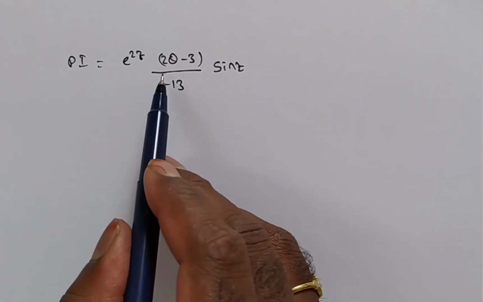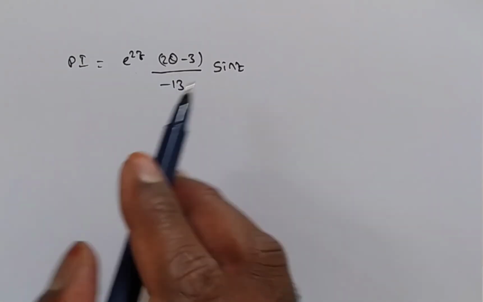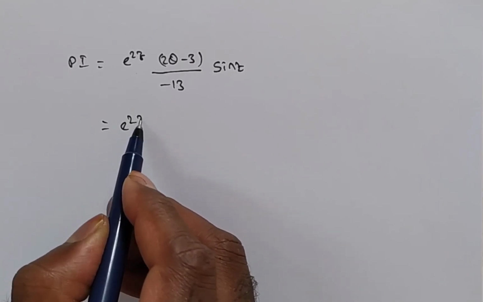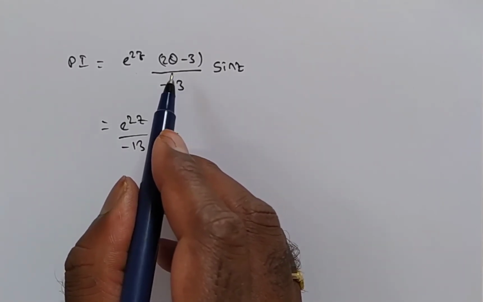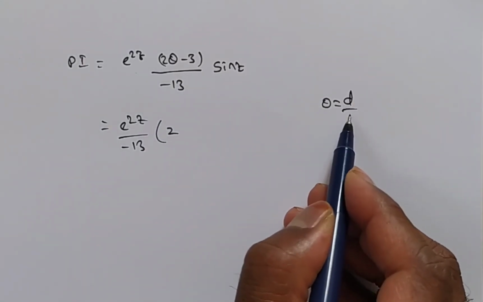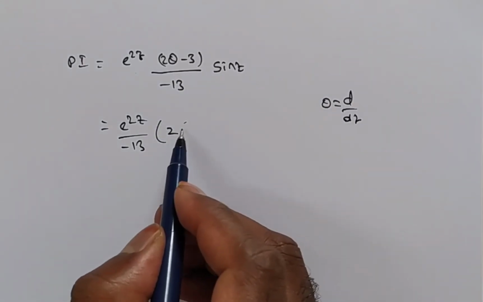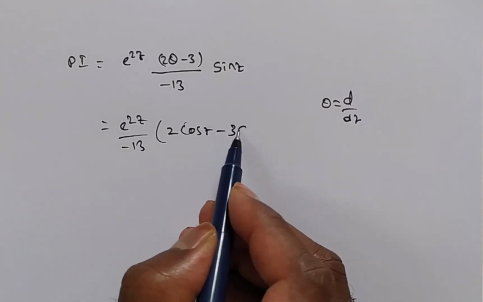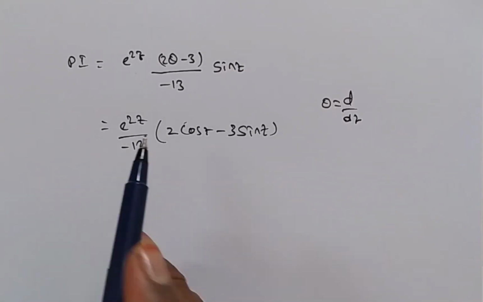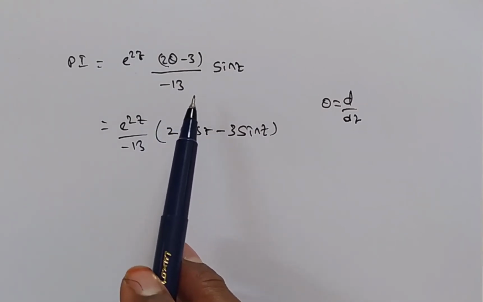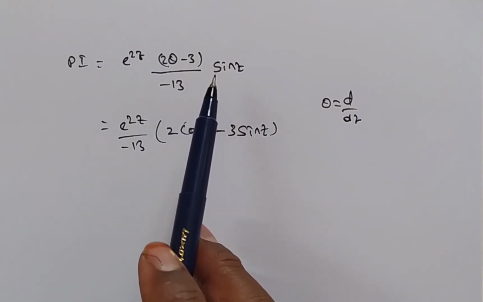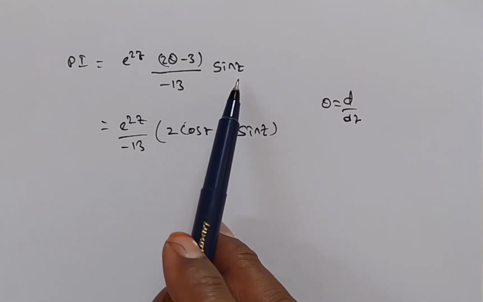Now you observe the numerator is containing D. So whenever the numerator is containing D, we just differentiate. That's it. So you will have e power 2z by minus 13 times 2 into the derivative. D is nothing but differentiation with respect to z. So the derivative of sin z is cos z, minus 3 into sin z. You see, if the numerator is containing D, there is no issue. But if the denominator is containing D, then we have to go for rationalization. Why we are doing rationalization is nothing but to get the D square term.